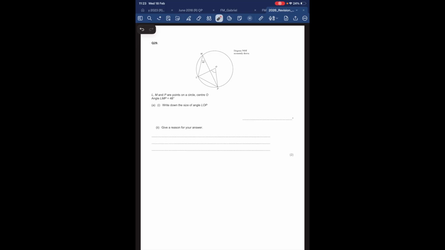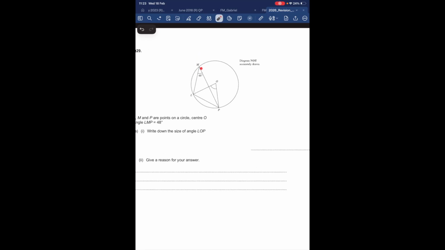On the surface, this looks like a fairly tough circle theorem question. You've got this fairly complex shape. The O, remember, is the origin or the center of the circle. In order to tackle this question quickly and efficiently, you need to use your imagination a little bit, and you need to imagine this point here, M, on the circumference of the circle, moving. So we're going to imagine that this point M moves to, say, somewhere here.